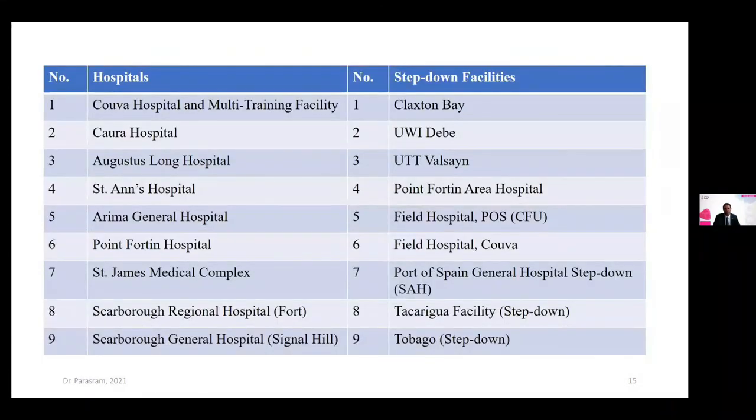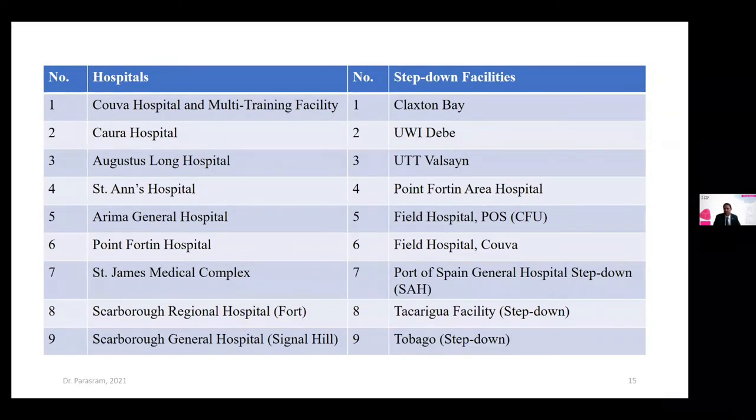So this is just a list of the various sites that we have hospitals at. Hoover Hospital and Multi-Training Facility is our largest facility, followed by the Cora Hospital and Augustus Long, St. Anne's Hospital, Arima General Hospital, Point Fortin Hospital, St. James Medical Complex, Scarborough Regional Hospital at Fort King George, and Scarborough General Hospital, which are the main hospital facilities within the system. We had a step-down listing of facilities on the right.